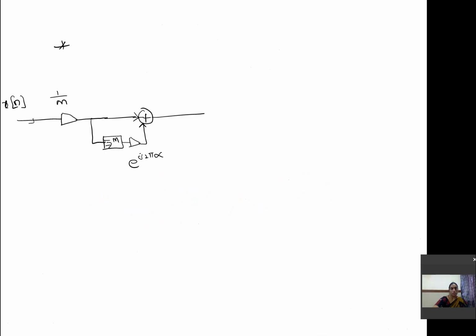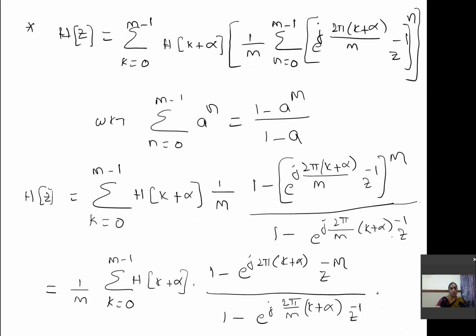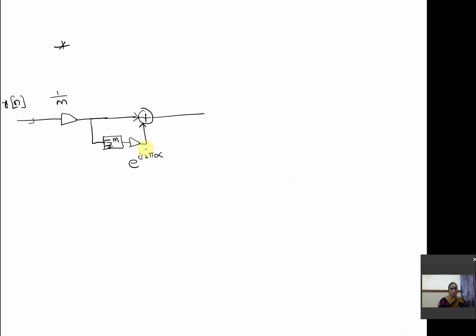The multiplier here takes z^{-M}, M number of delay units. So I am placing it here directly instead of z^{-1}, z^{-1}, z^{-1} and so on. That means here it is a combination of M delay units, and that is again multiplied with this term e^{j2πα}. So that's why I am writing like this. Usually we should place M number of delay units here. Sum these two, then you can get H1(z).